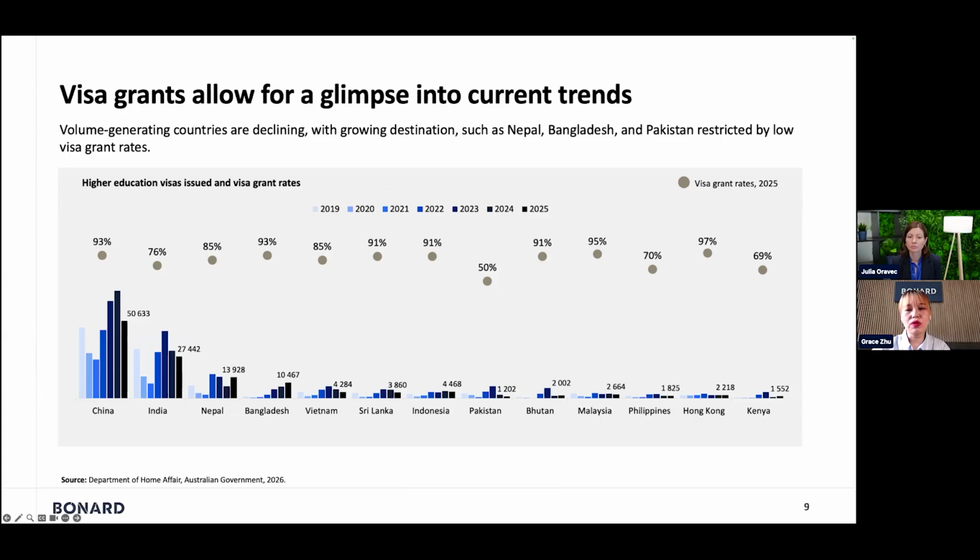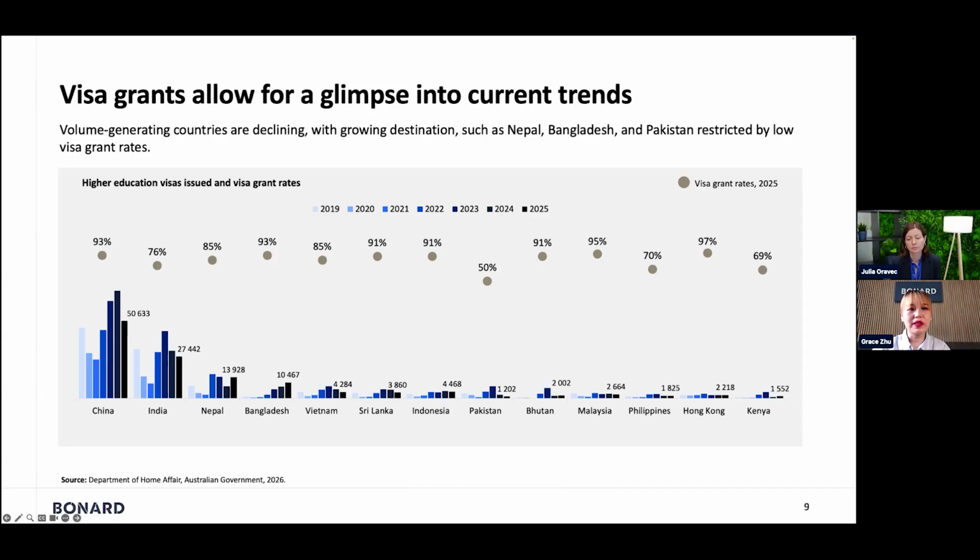So moving on, we can take a look at the visa data on these demand trends. This also shows the real friction points in the system. So here at the top line of this table is the share of volume of visas issued. China and India still lead here, but the more revealing metric is the grant rate. This is where the market is being shifted. There we can see China has a high grant rate of 93%, but the growth markets are being restricted.